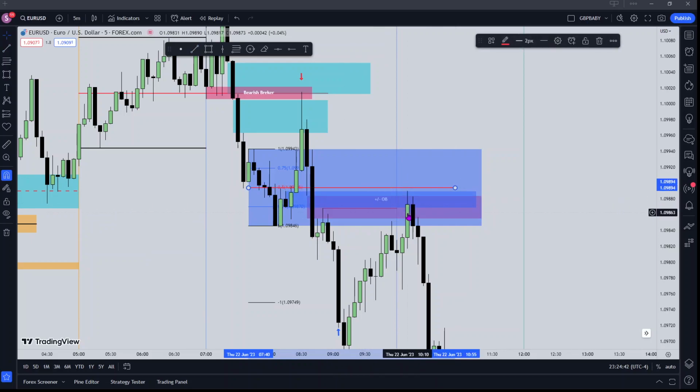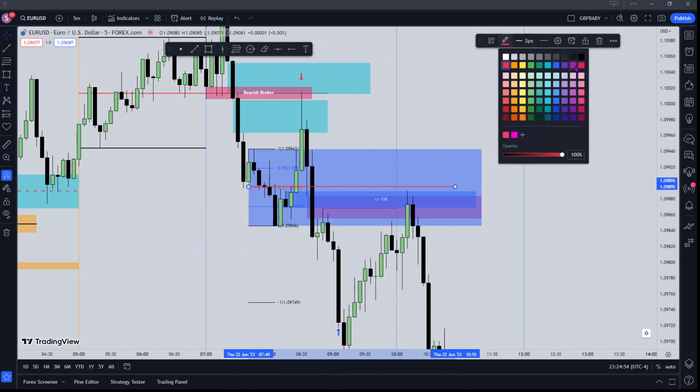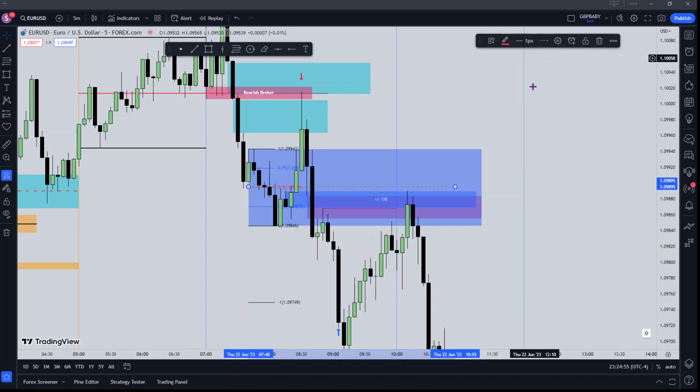No, it's not. The high of this is 9890, and this is 95. So it's 5 pips below, but you see what I'm saying, and you see what I'm showing you here. This is very, very much algorithmic price action.